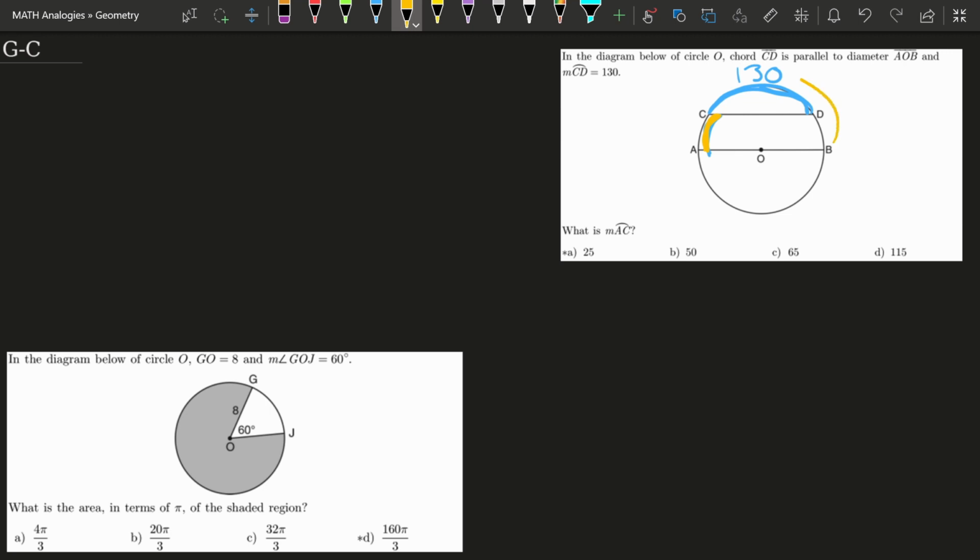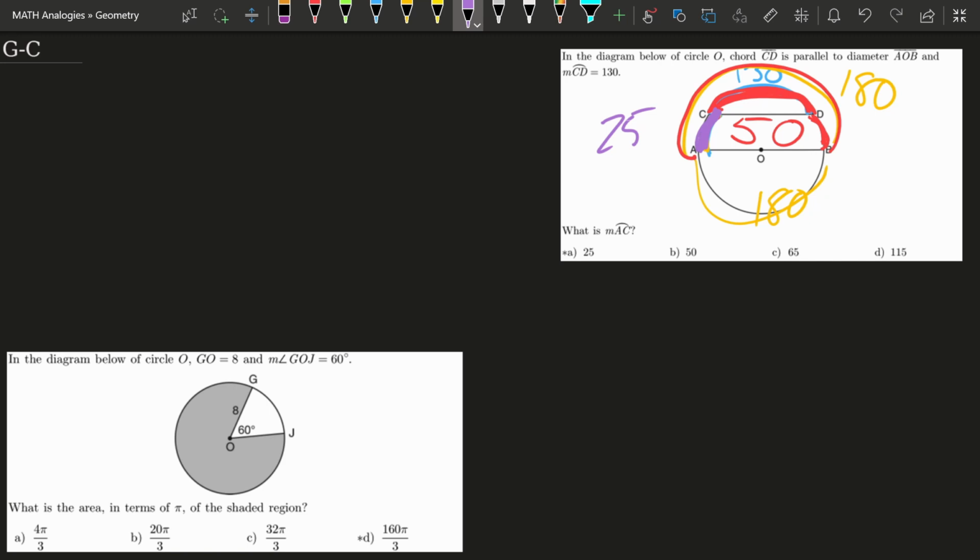Well, if we think of this as 180 for the full 360 when you have two of those, what would that leave for this little remainder here? If we need 180 and we already have 130, then we're missing 50 from the two sides. One side would then be half of 50, or 25. And just like that, we already have choice A.